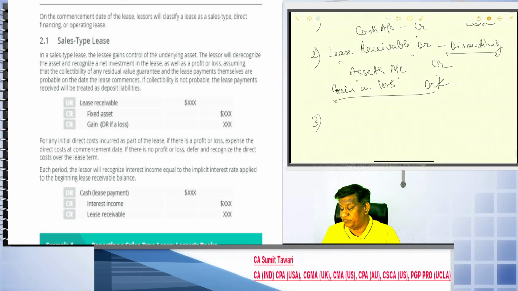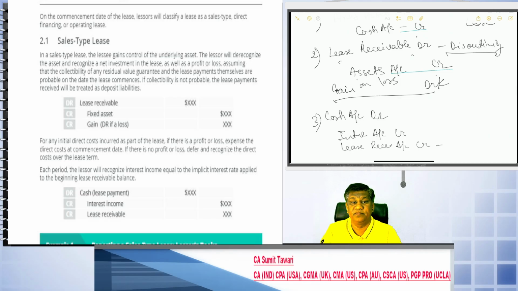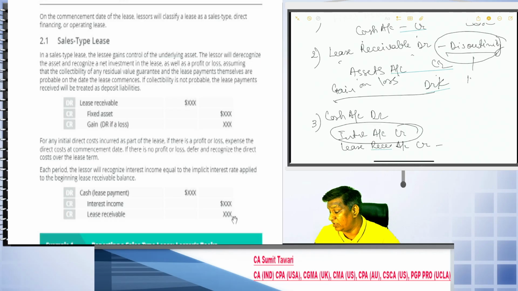When you receive the lease payment, what you need to do is lease receivable account credit with the principal amount, interest account credit, and the cash account debit. So cash, the lease payment, debit; interest income and the lease receivable credit. I hope you are able to understand why I am recognizing interest income: here I consider the discounted value, and with 10%, per year I am getting a 10% income on my remaining balance of the lease receivable.